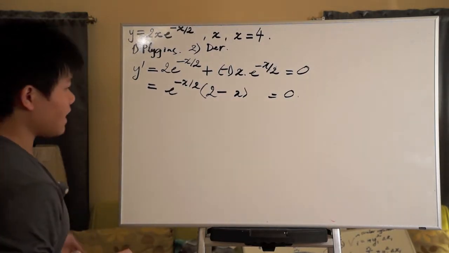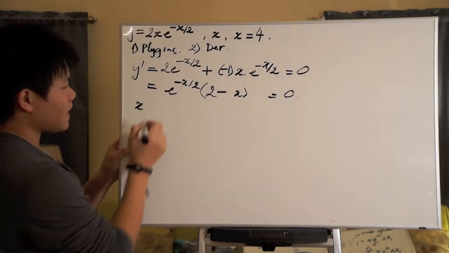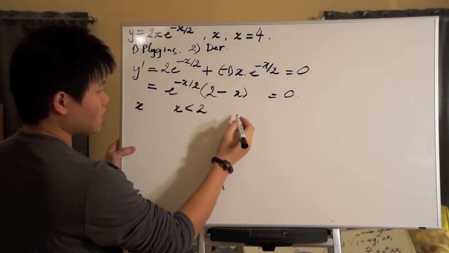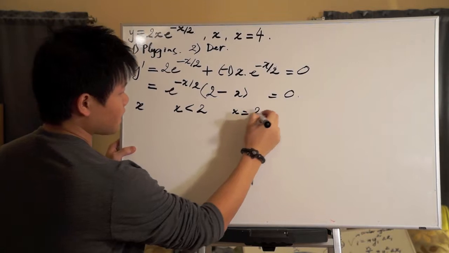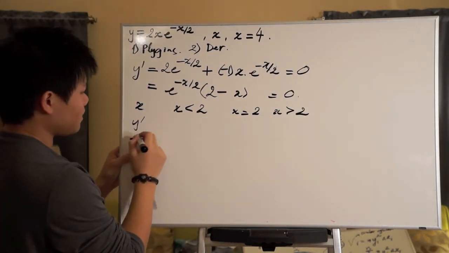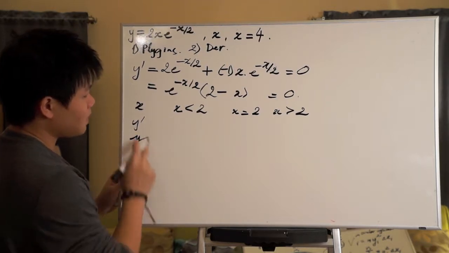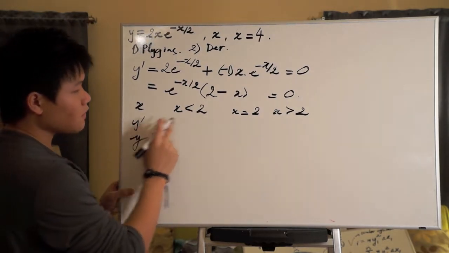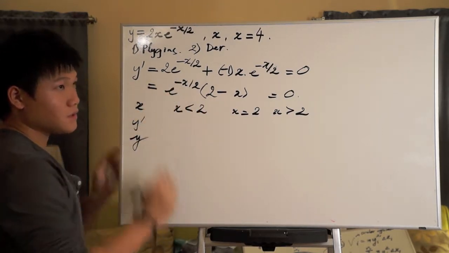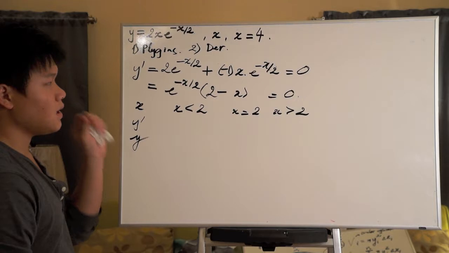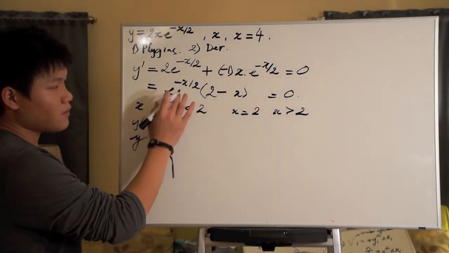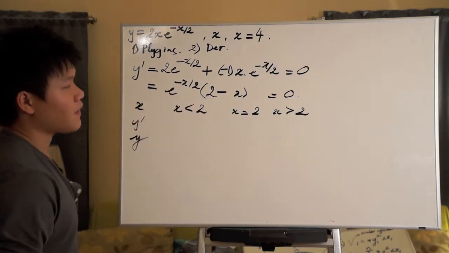Okay, so we go ahead and draw a table for x values: x less than 2, x equal to 2, and x greater than 2, and the y prime and y function. For y prime, you know that the function e to the minus x over 2 is always positive for any x belonging to the reals, so this factor will never be equal to 0. So we can cast that aside.